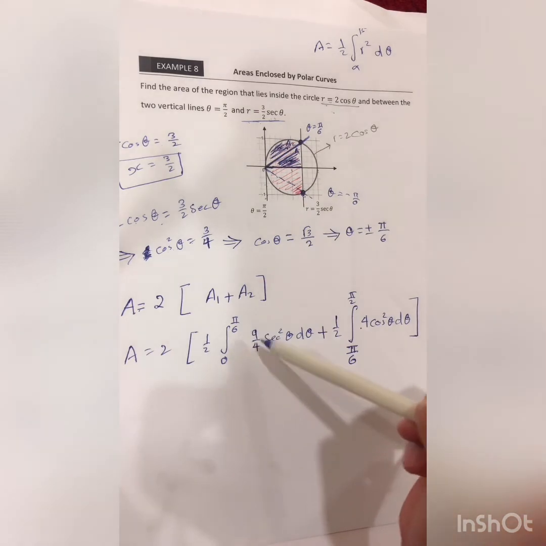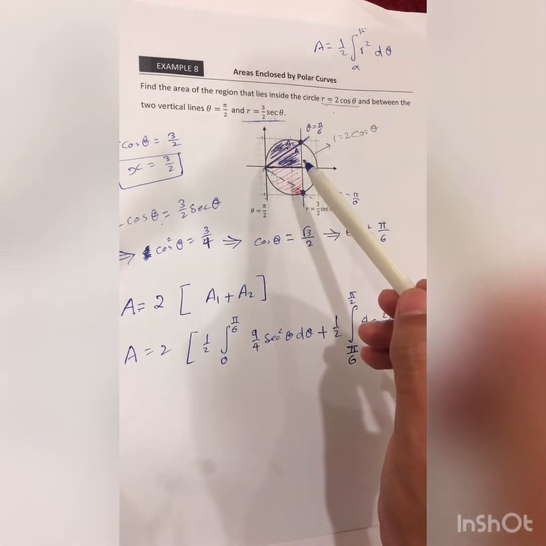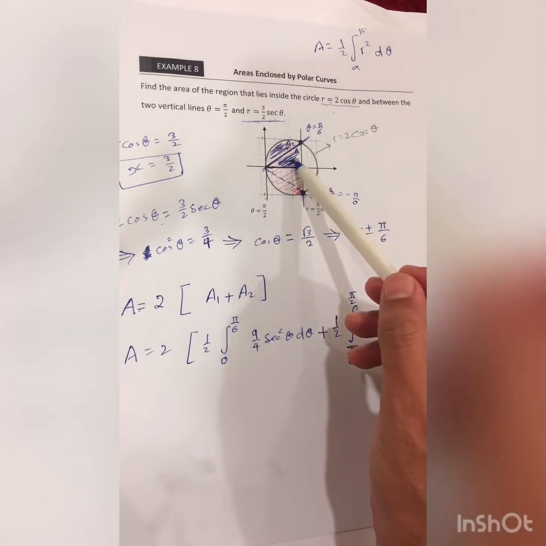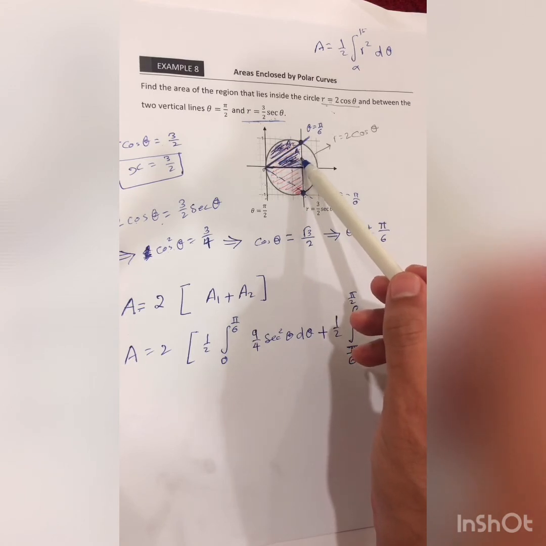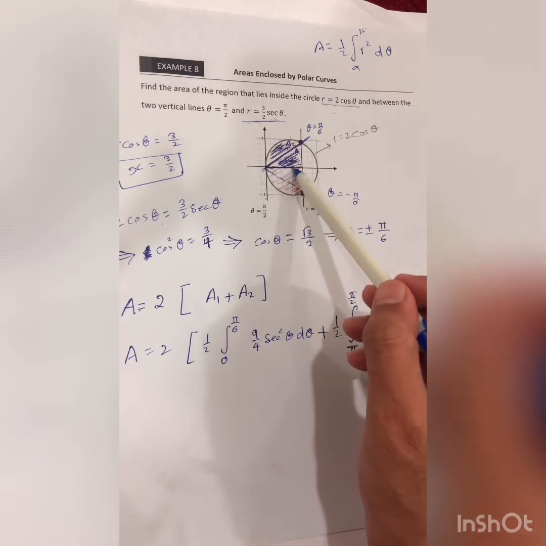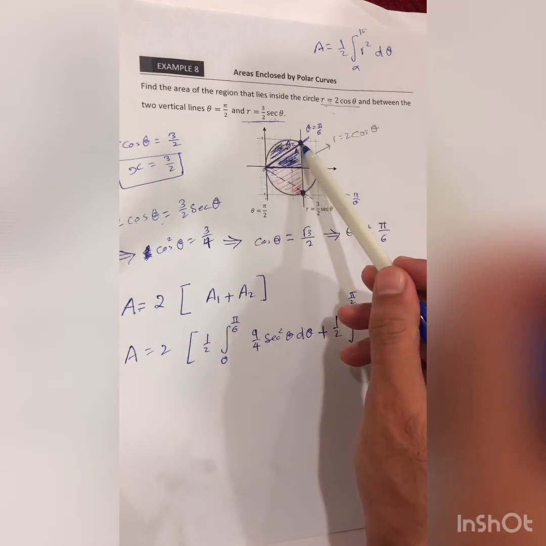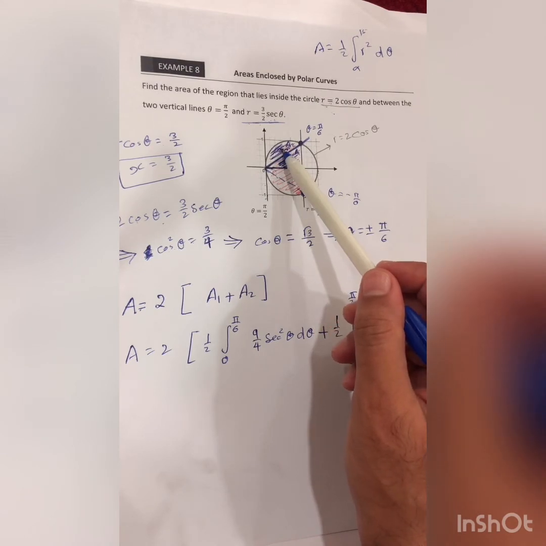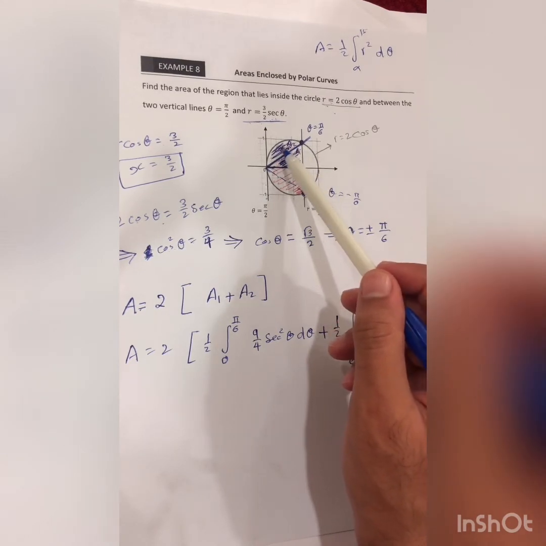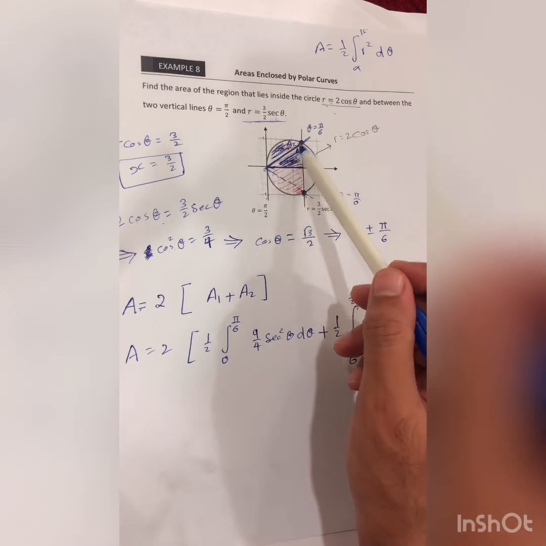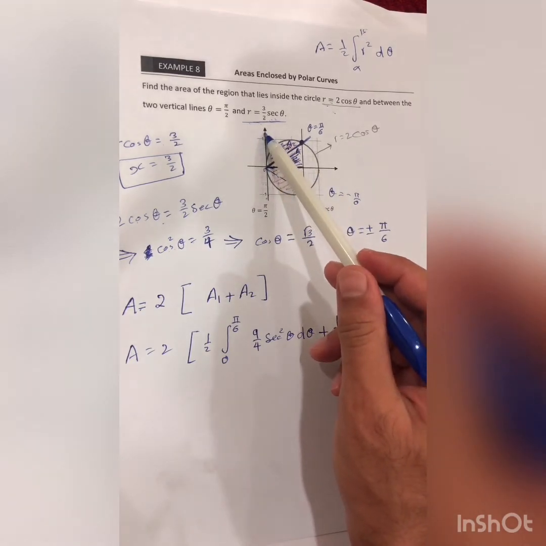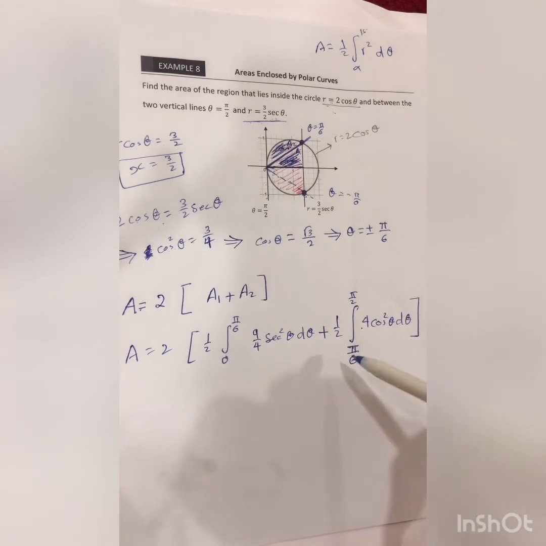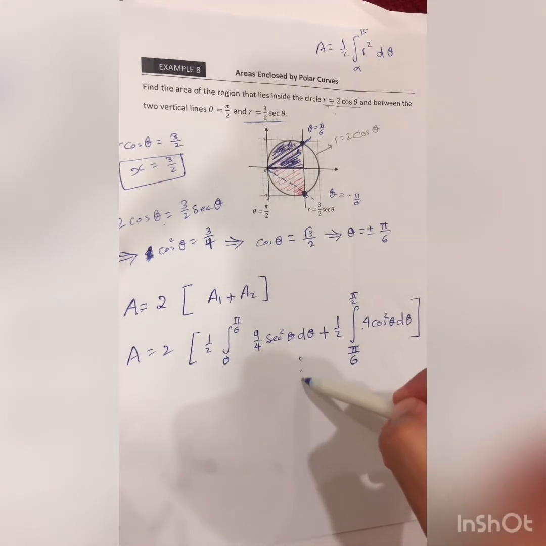Now, what is A1? This is A1. It is the area under this polar curve, which is the vertical line r equals 3/2 secant theta, between theta equals 0 and theta equals pi/6. A2 is the area enclosed by the circle, the line pi/6 and the line pi/2. So this will be the integral to find the area. Now I guess you can continue, it's easy.